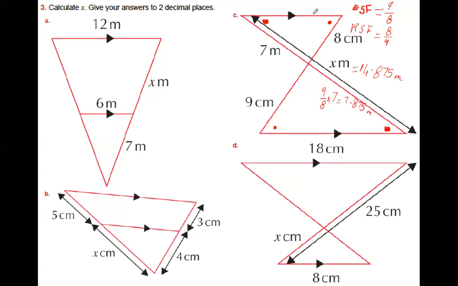If we were asked to find this value here, then you would use your RSF. And that would have been 18 times 8 divided by 9. But they've not asked me that. And that would be 16 here. So if they had asked us to find that distance, you use the RSF. Okay.